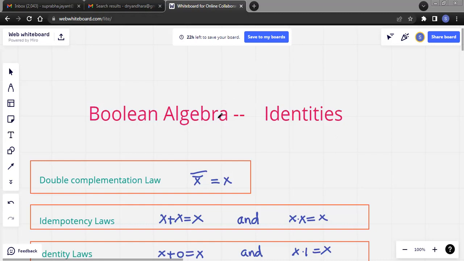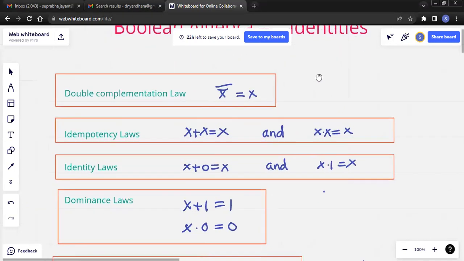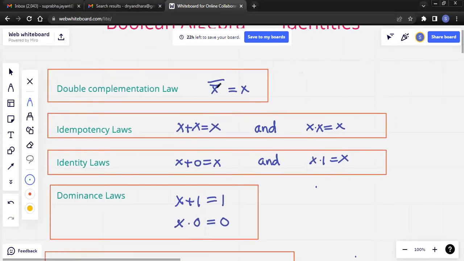Let us now discuss Boolean algebra, its identities, and use it to find the DNF and CNF of the given function. Very first, double complementation law. Complement of a complement is the number itself. X bar bar is X.